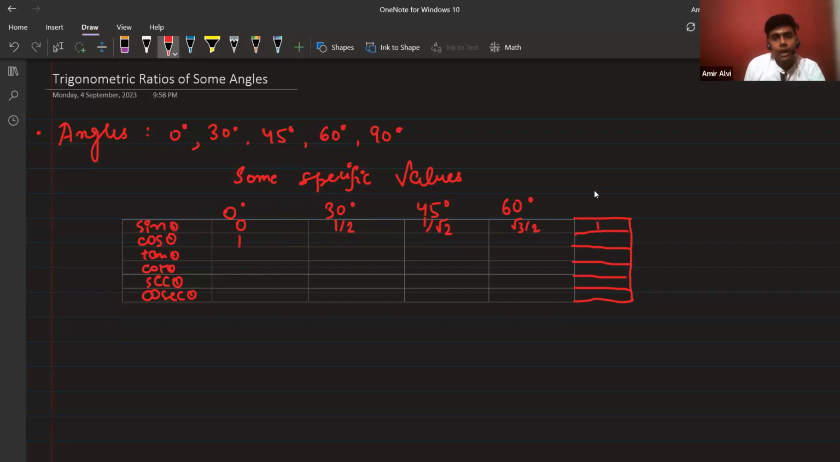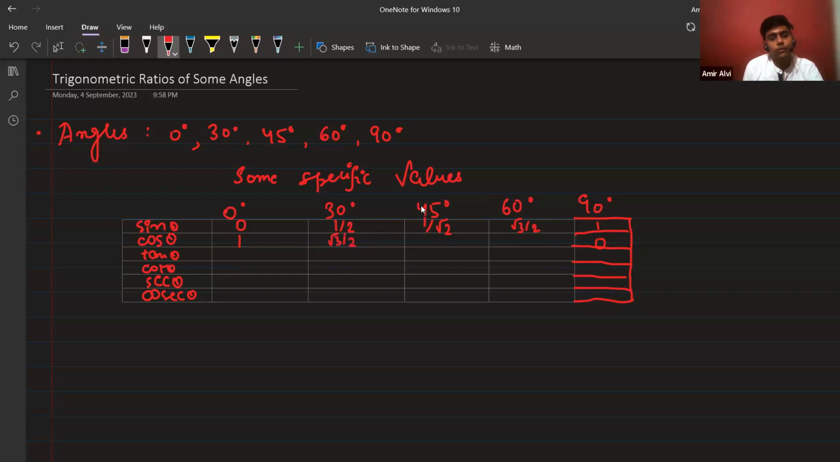Suppose this is 90 degree. If cos 0 is 1, what would be cos 90? 0. 0, because I said opposite. If sin 30 is 1 by 2, what would be cos 30? Root 3 by 2. Very good. Root 3 by 2.